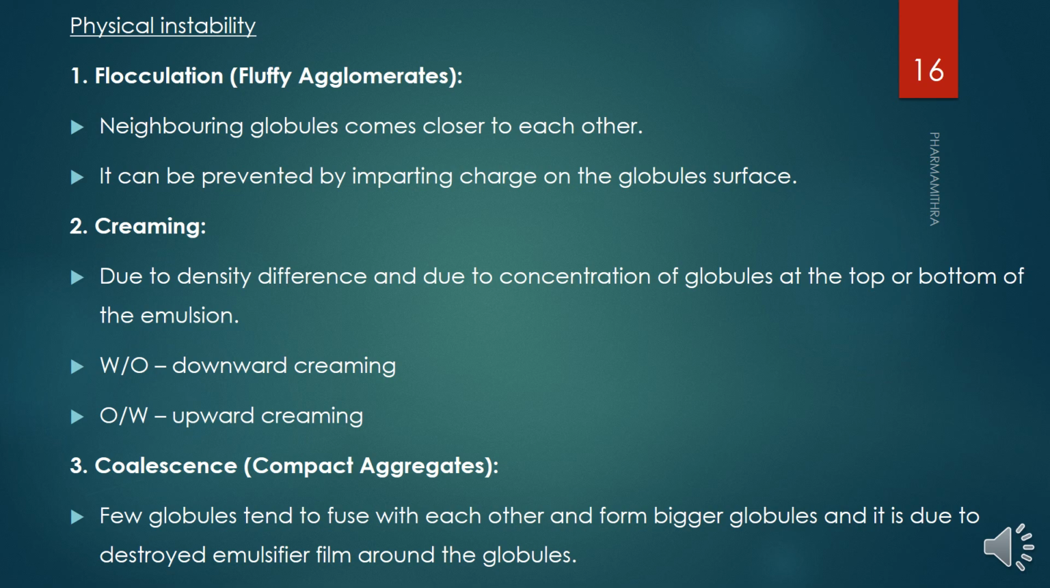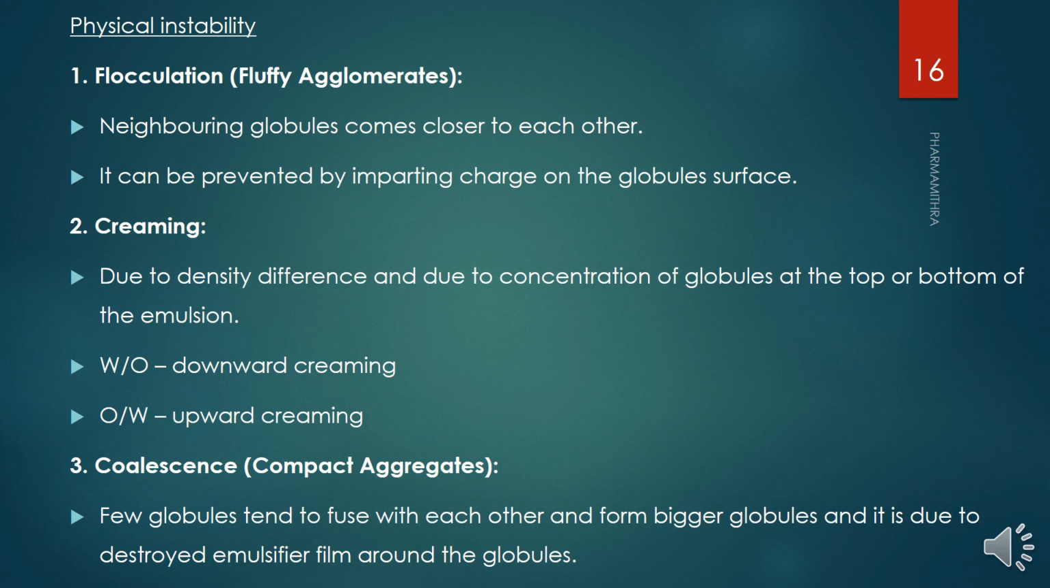Second instability problem is creaming. Based on the density difference and due to the concentration of the globules, we can see a top or bottom separation of the emulsion. If it is an oil in water emulsion, that will form an upward creaming, whereas in case of water in oil emulsion, that will produce downward creaming.